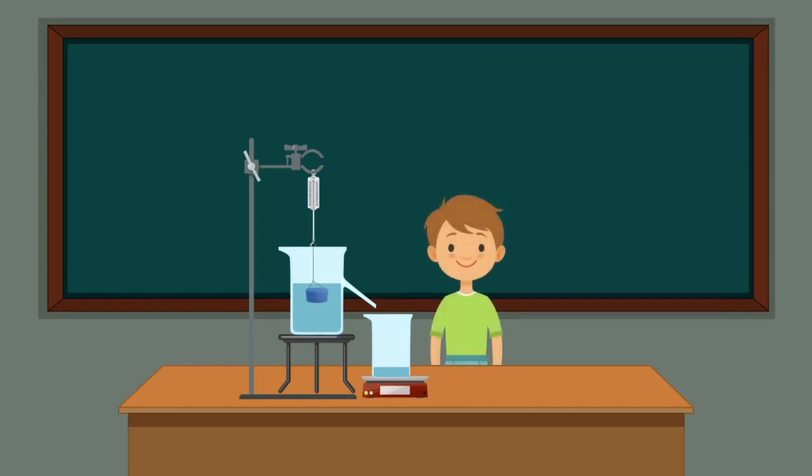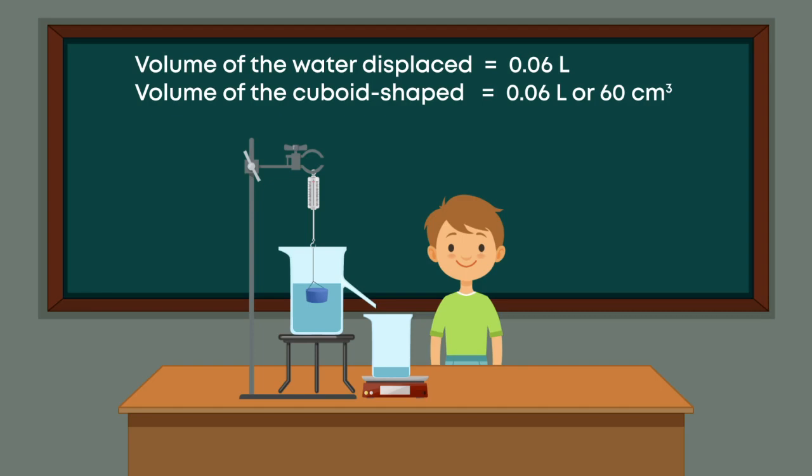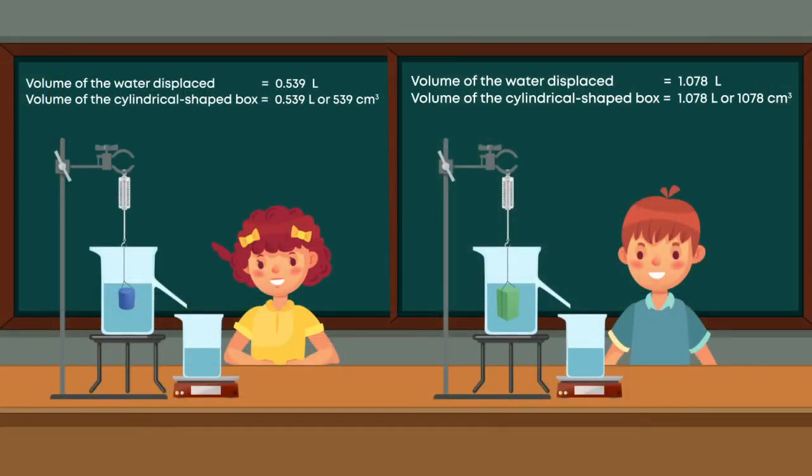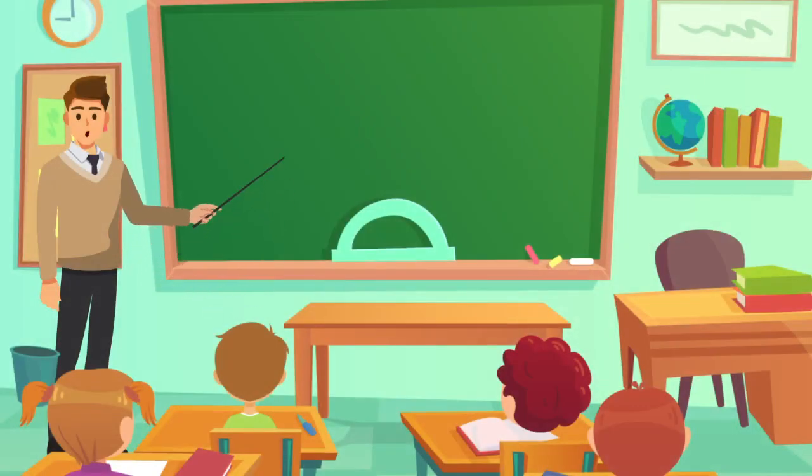Now, Rishi finds out the volume of the water displaced as 0.06 liter, that is the volume of the cuboid-shaped box is 0.06 liter or 60 centimeter cube. Similarly, Amita and Aditya find out the volume of their boxes. Well done! Now tell me whose box has the greatest volume.